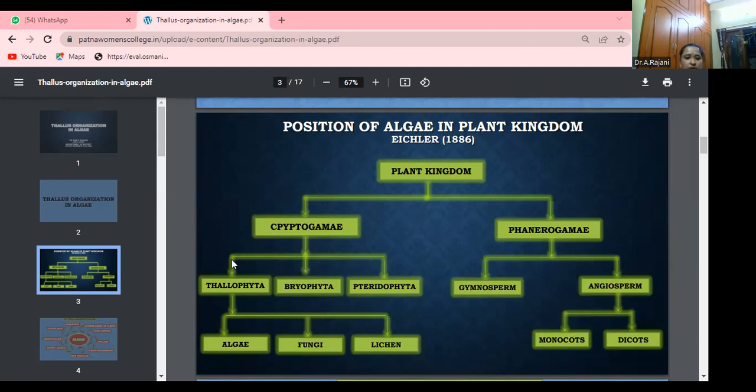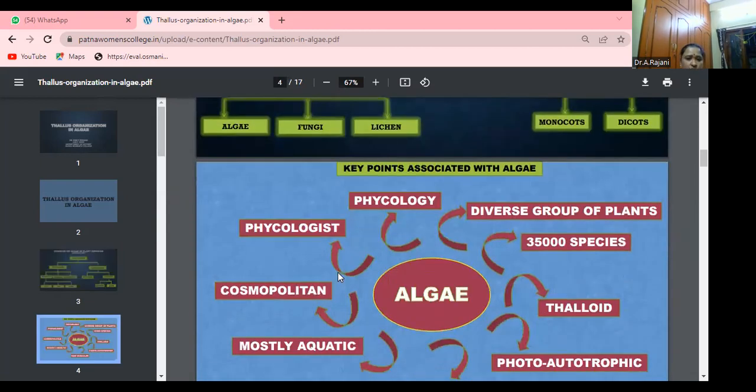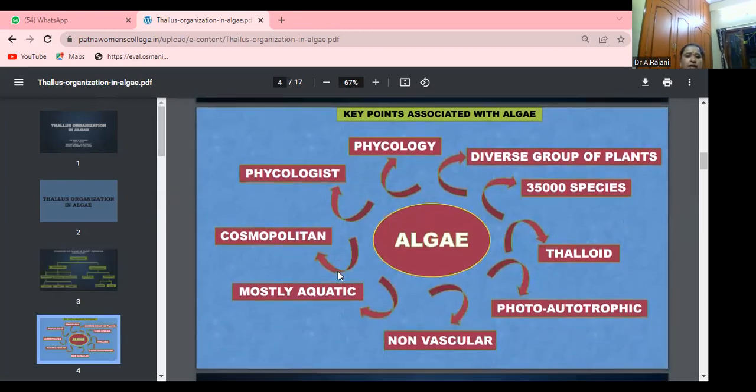In the cryptogams, the Thallophyta, the first topic is the thallus. Sorry, algae. In the last class, I explained that the study of algae is called phycology, and the scientist is a phycologist. There is a diversity of groups, with different plants. In total, 35,000 species are present. The plant body is called thalloid.